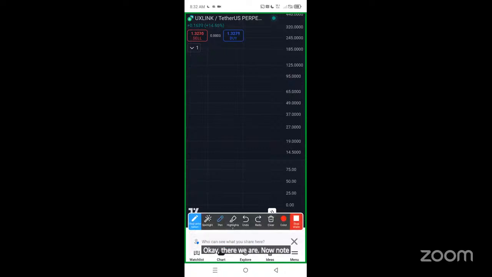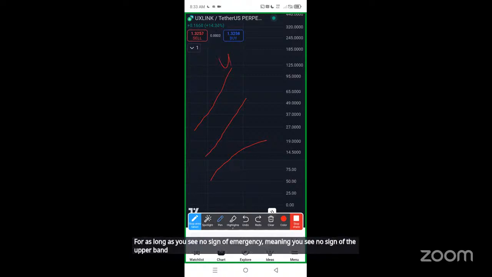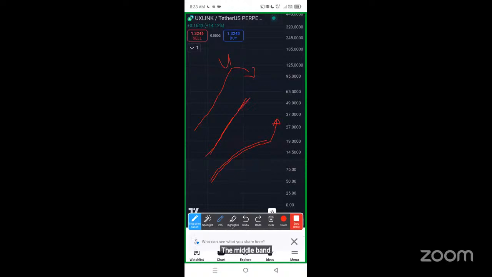For as long as you see no sign of convergence, meaning you see no sign of the upper band beginning to lean towards the middle band, and you also don't see a scenario where the lower band is beginning to lean towards the middle band, you should be rest assured that that will be a continuation of the upper trend.